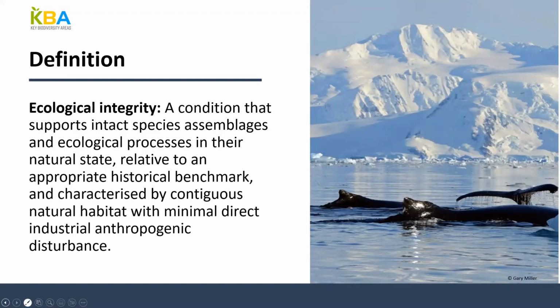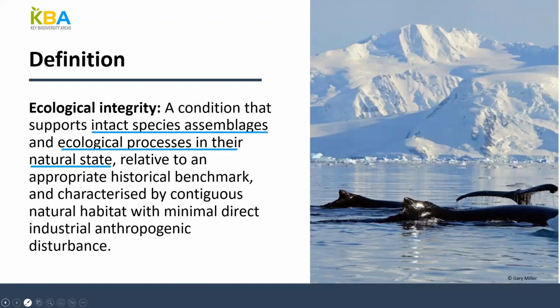So ecological integrity is referring to a condition that supports intact species assemblages and ecological processes in their natural state relative to an appropriate historical benchmark and characterized by a contiguous natural habitat with minimal direct industrial anthropogenic disturbance. So intact species assemblages is referring to the idea that the site has maintained its complement of species in their natural abundances.